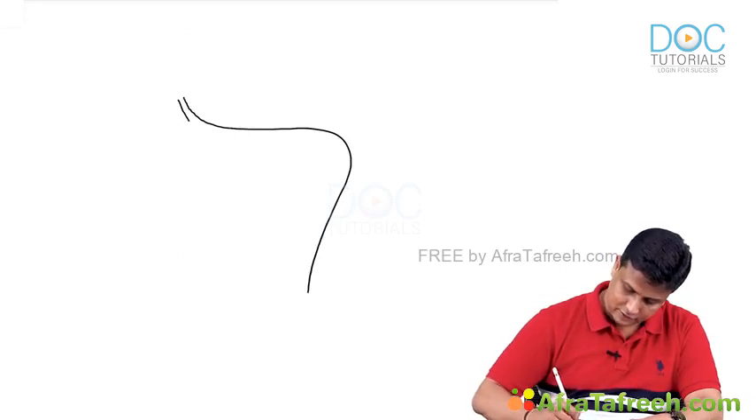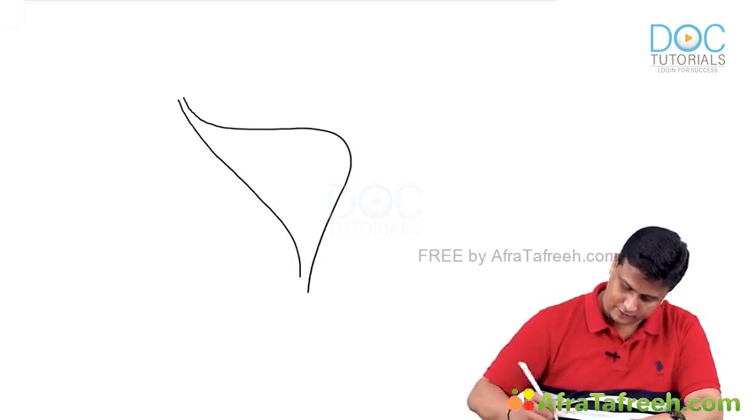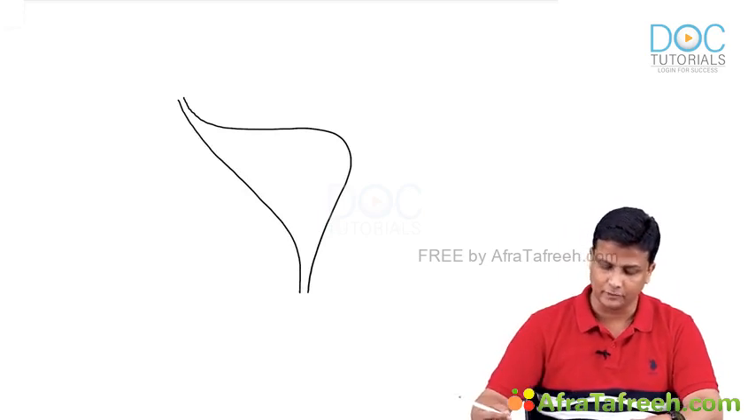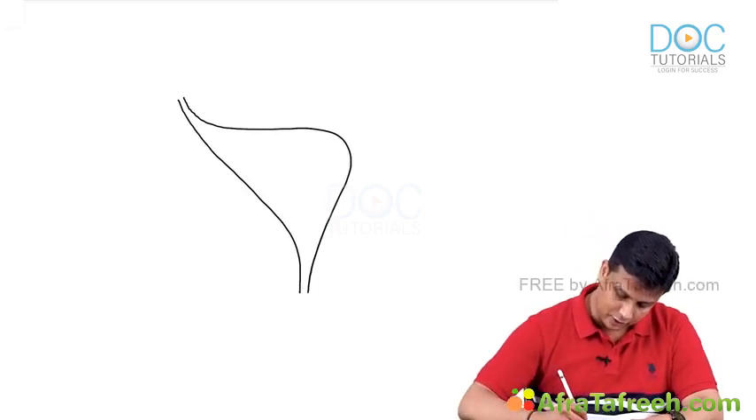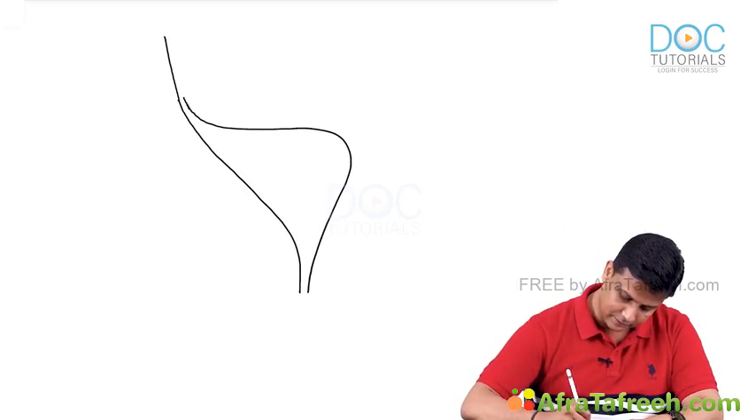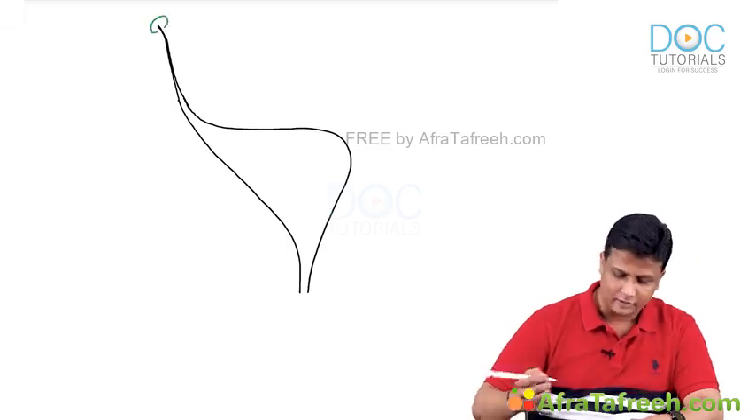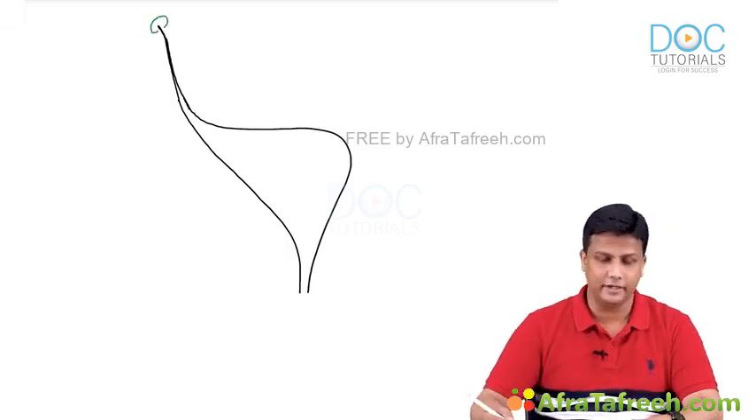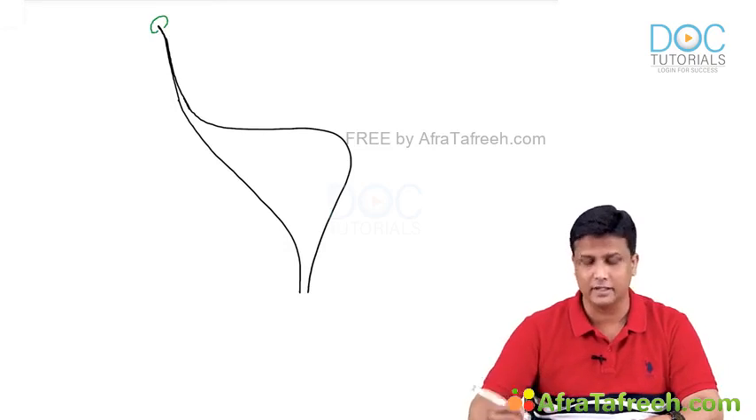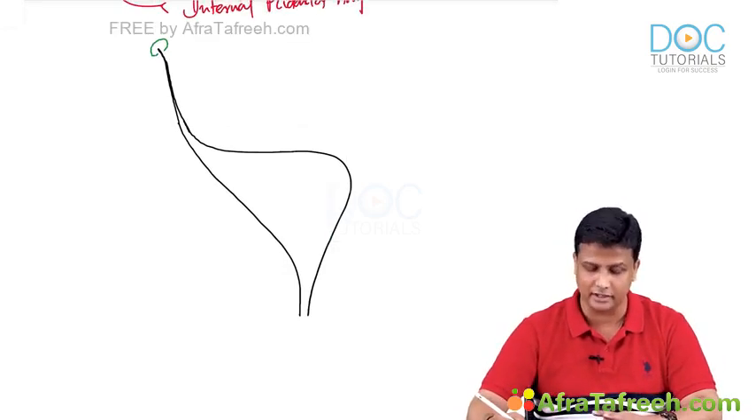This will be the apex of the urinary bladder, and then there will be the neck and body. Hope you all know that the apex of the urinary bladder will be attached with a ligament, and that ligament will be going and attaching to the umbilicus. That is nothing but the median umbilical ligament.